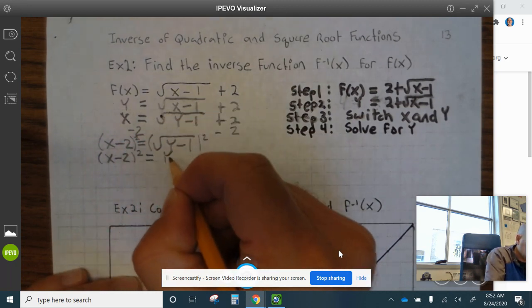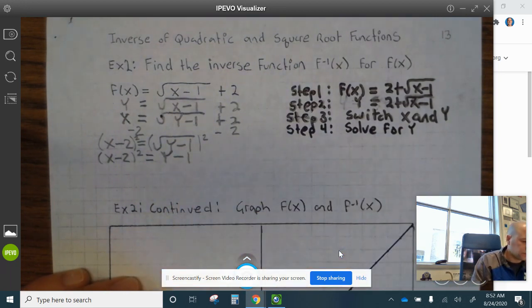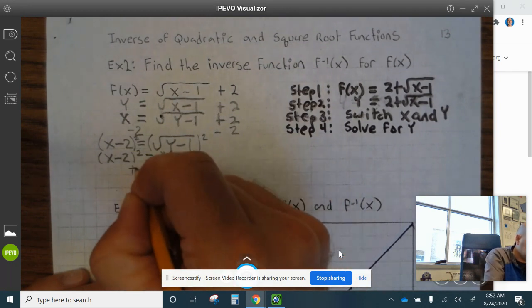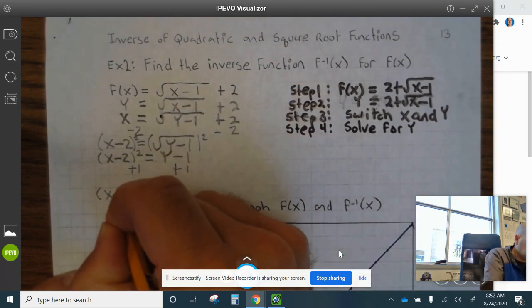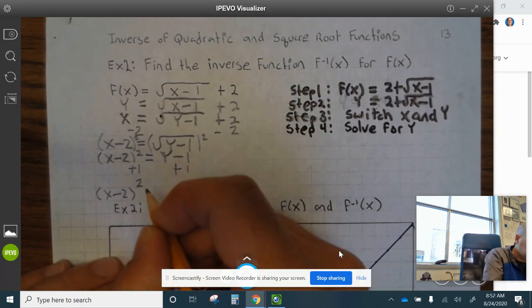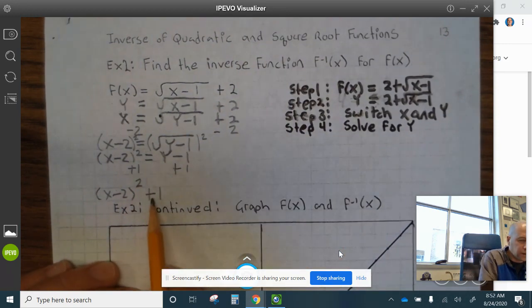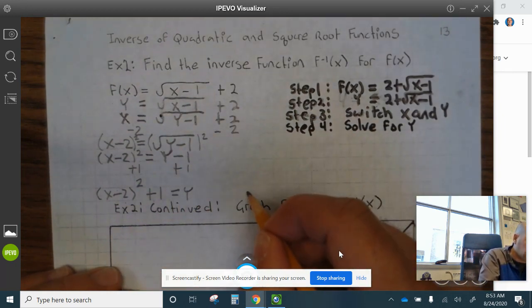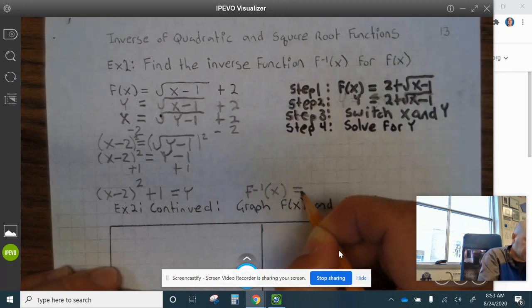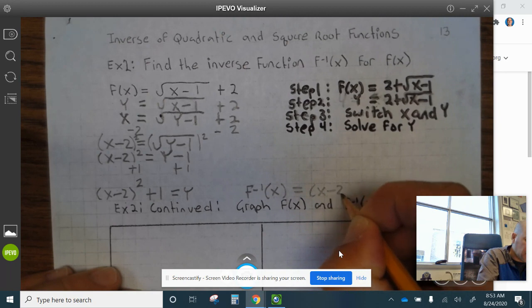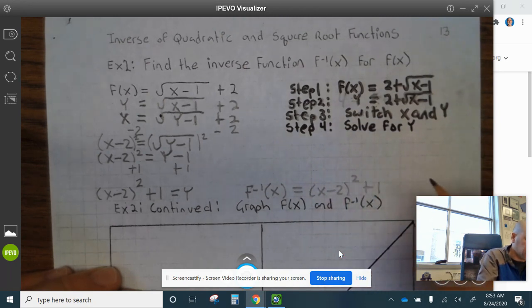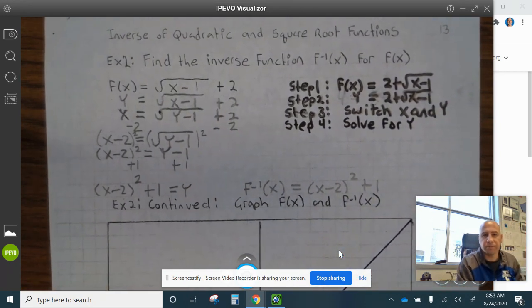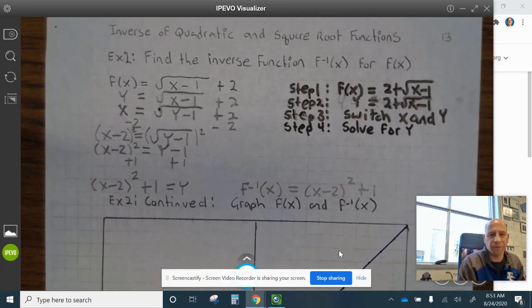Okay, so then you get x minus 2 squared. This becomes y minus 1. And then we add 1 to both sides. So you have x minus 2 squared plus 1. And you can leave the plus 1 there because it's obvious outside of the parentheses equals y. So you have f inverse of x equals x minus 2 squared plus 1. All right, go ahead and finish up the first part of example 2.